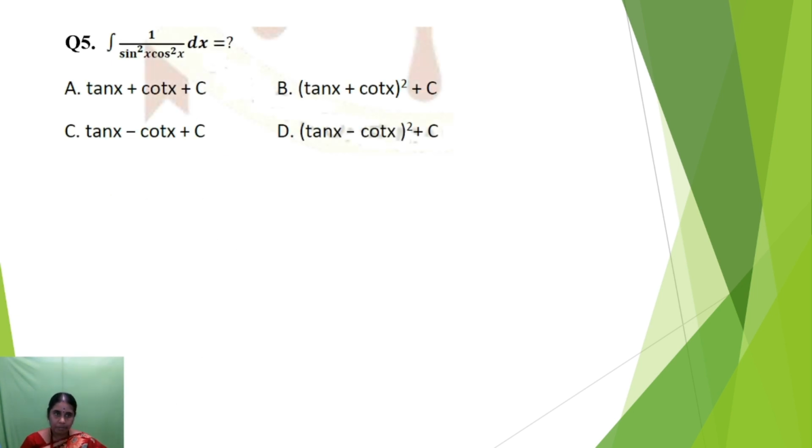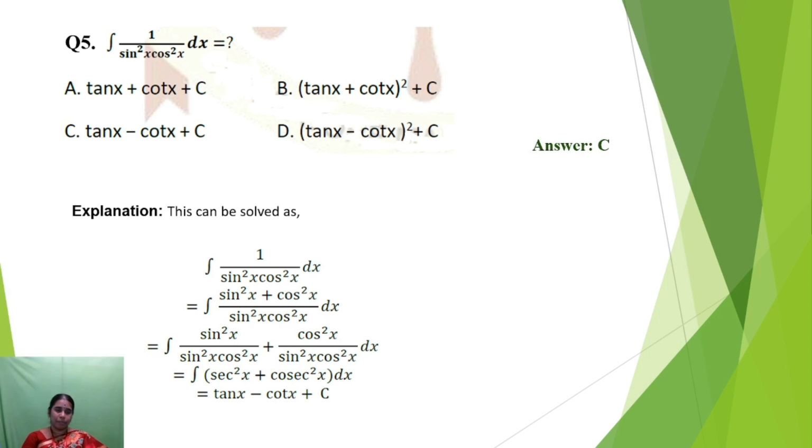Next question. Integral of 1 by sin²x cos²x dx. Calculate the integral. We have to calculate the integral value. The answer is in option C. For your explanation, see the explanation.